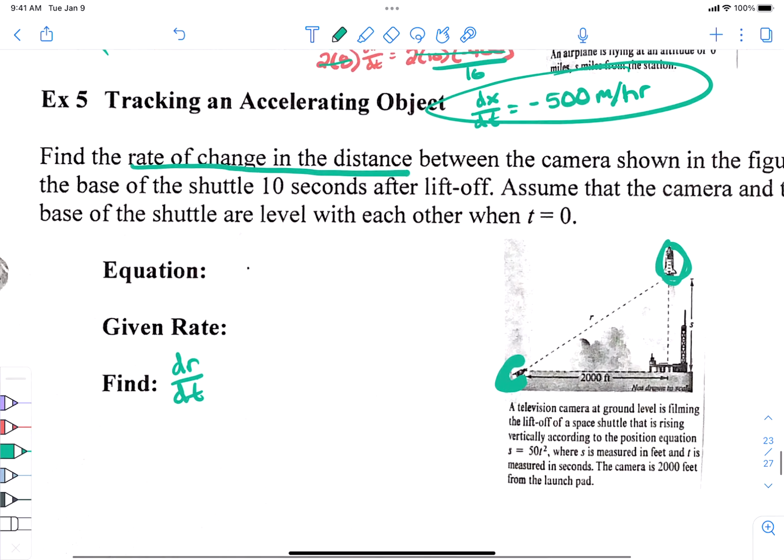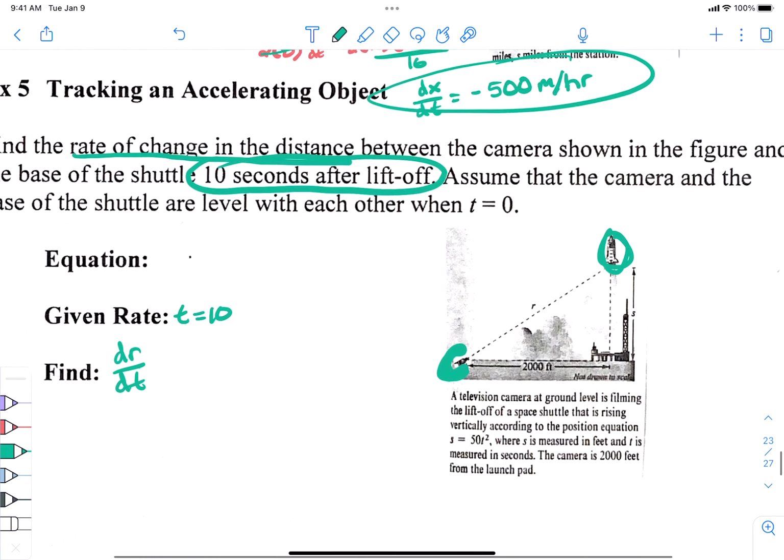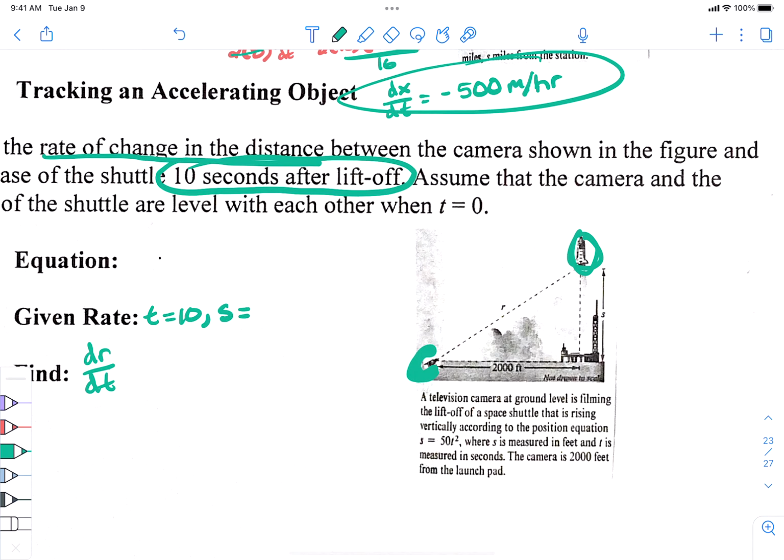All right, and the base of the shuttle 10 seconds after liftoff. What does that tell us? Time is 10. They tell us S is represented as 50 t squared. So in this instant, when t is 10, how big of a distance will this be? You plug 10 in here, because that's the formula and I tell you what t is.